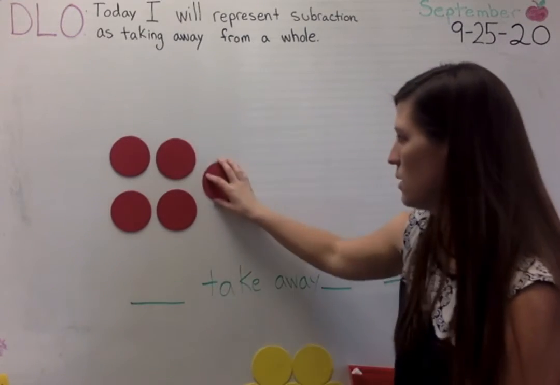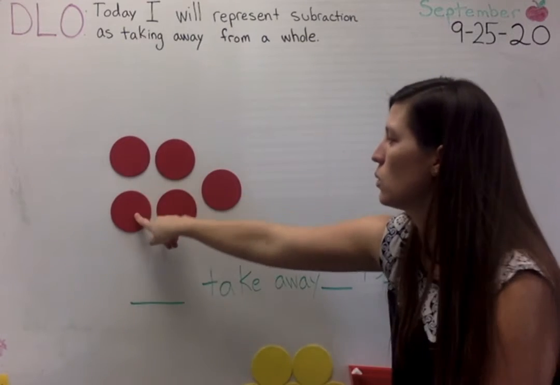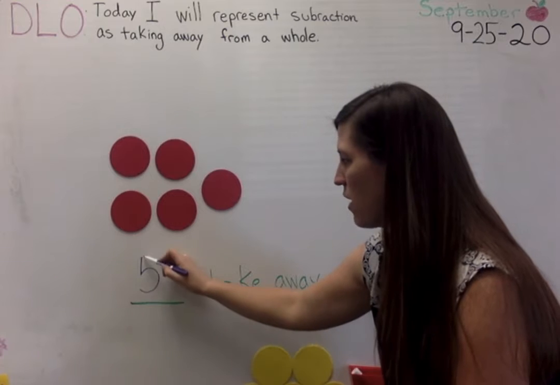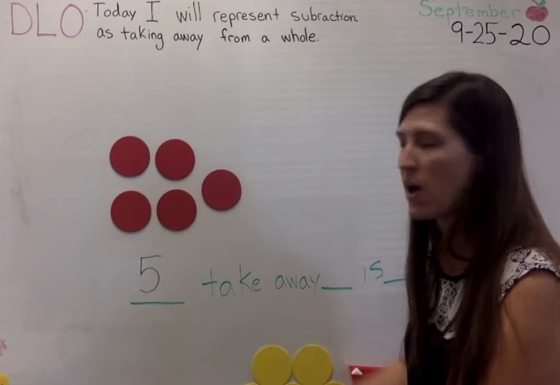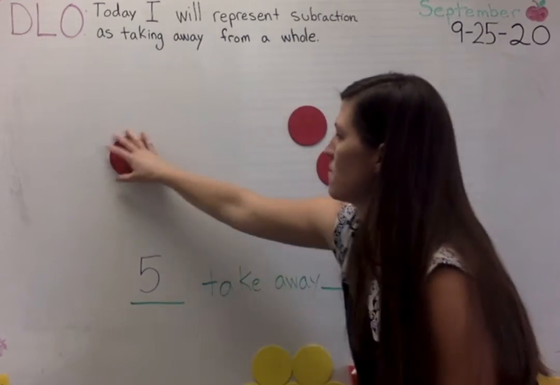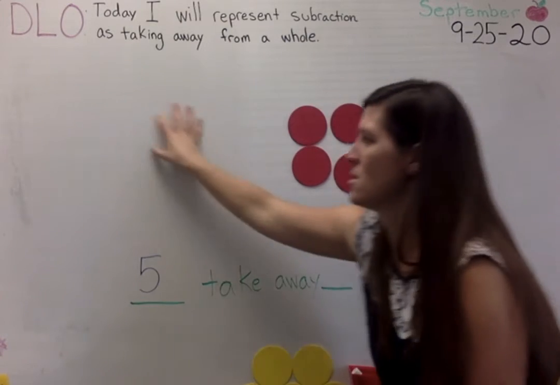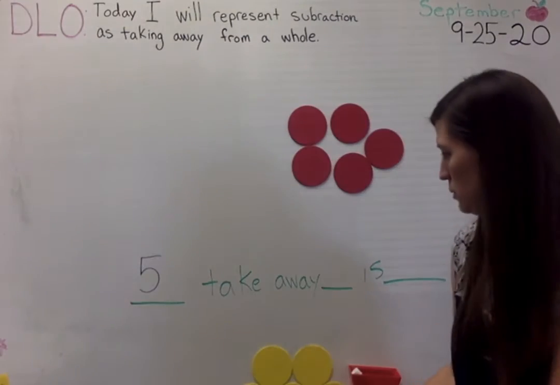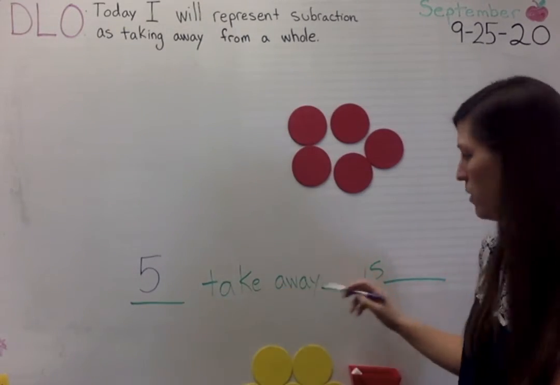Let's see. Okay. How many do I have? 5. Let's count. 1, 2, 3, 4, 5. Short neck, belly fat, Mr. 5 wears a hat. Let's take away 5. I took 5 away. How many do I have over here now? 0. So I had 5. Take away all of them.